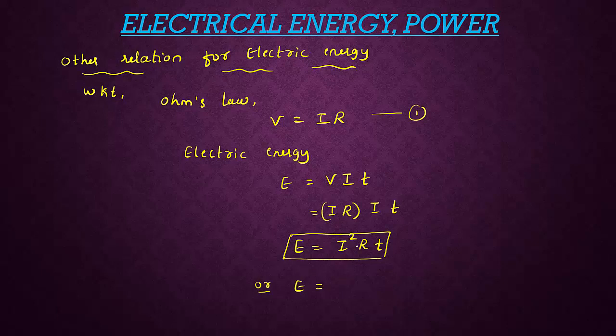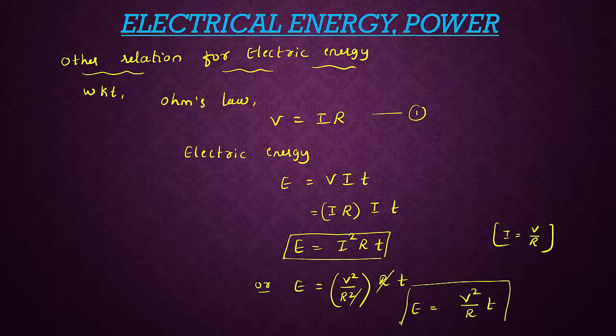We can also write this equation as E equal to, in place of I square, we know that V equal to IR, or I equal to V divided by R. In place of I square, we can write V square divided by R square. Remaining R into T, keep as it is, R will get cancelled. So we got the final equation E equal to V square divided by R into T. This is one more modified equation for electric energy.